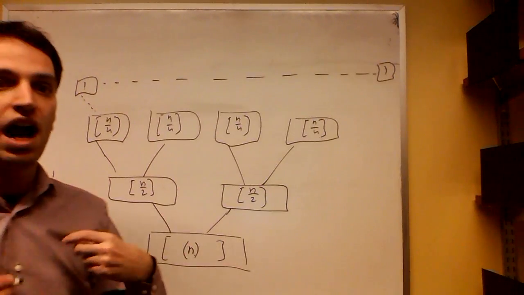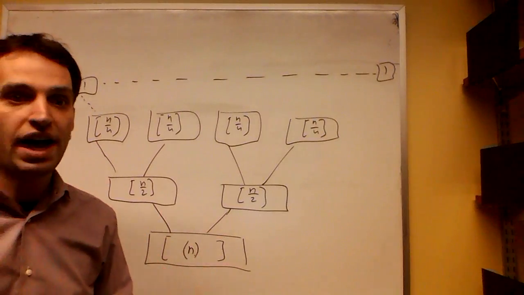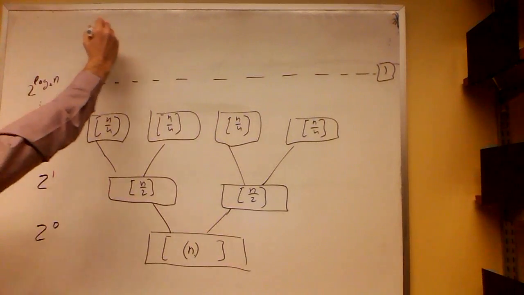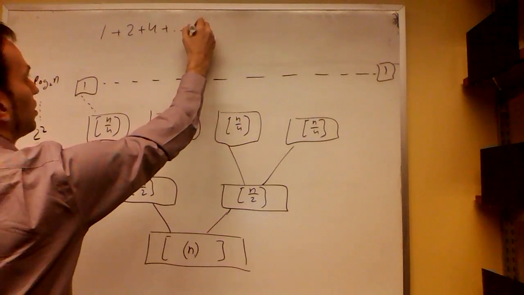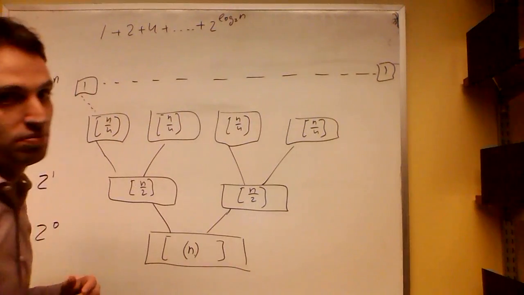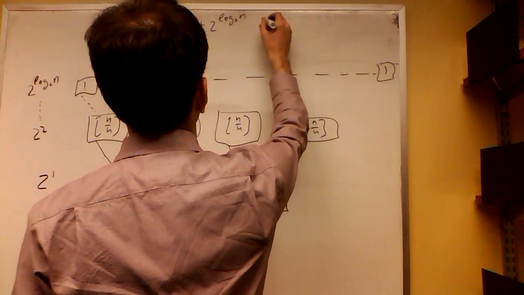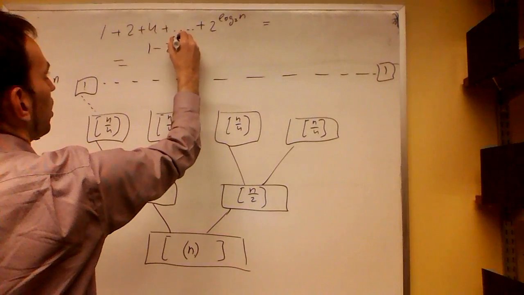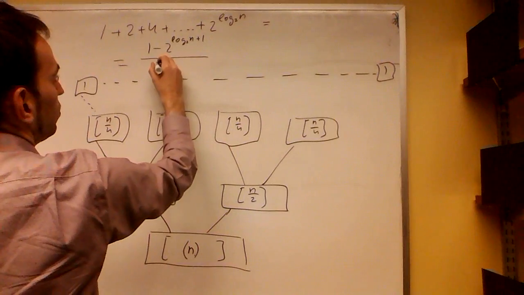So the question is, how many calls do we have in total? Well, in order to do that, what we need to do is we need to just sum up the numbers. So we need to sum up 1 plus 2 plus 4 and so on plus 2 to the log 2n. This is just the geometric series. This is going to be equal to 1 minus 2 to the log 2n plus 1 divided by 1 minus 2.